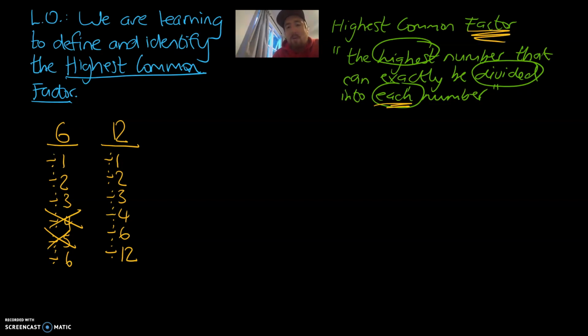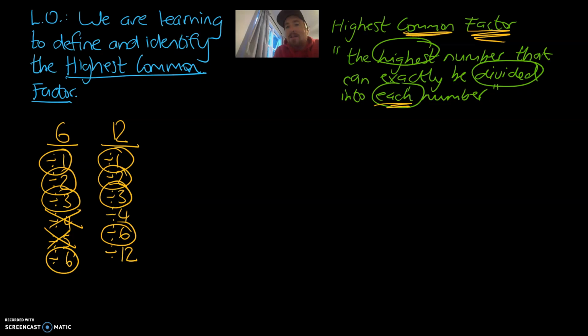We now need to circle which of them are on both lists. So both lists have 1, both lists have 2, both lists have 3, and both lists have 6. So now what we've identified is which ones they have in common. And of those common ones, we need to identify the highest one. And to me, it looks like that highest one is 6. So I'm going to write highest common factor is equal to 6.